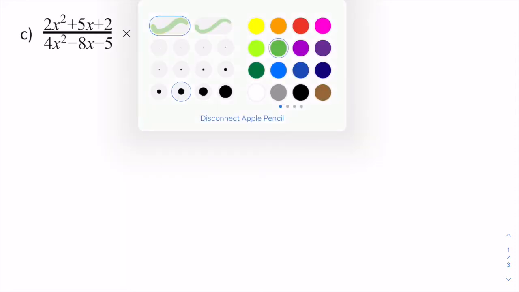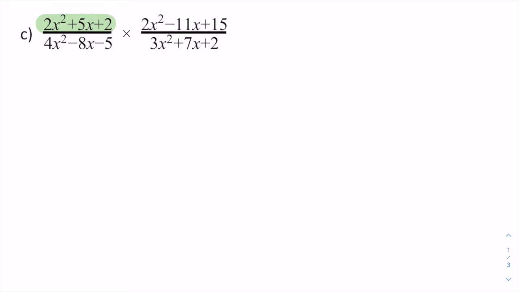So let's start with the numerator of my first term. So I have 2x squared plus 5x plus 2. So I need to find two numbers that add to 5 and two numbers that multiply to a times c, so 2 times 2, which is 4. So in this case, I have 1 and 4. Because 1 and 4 add to 5, instead of writing 5x in the middle, I'm going to write 2x squared plus x plus 4x plus 2.